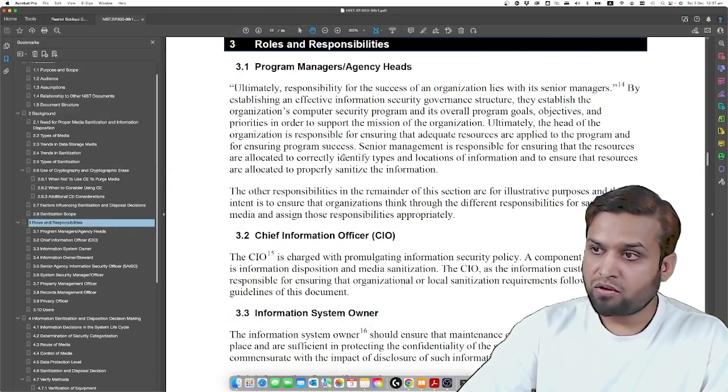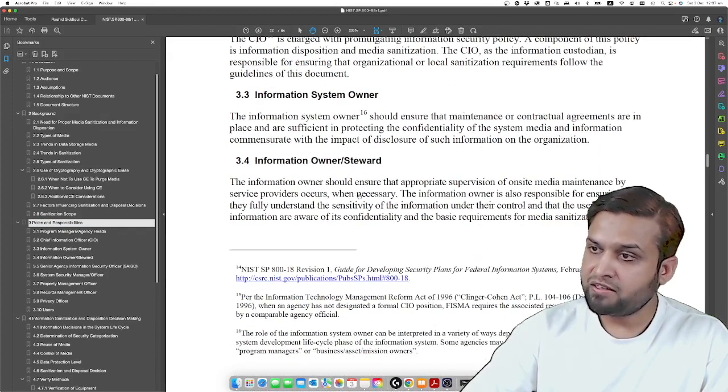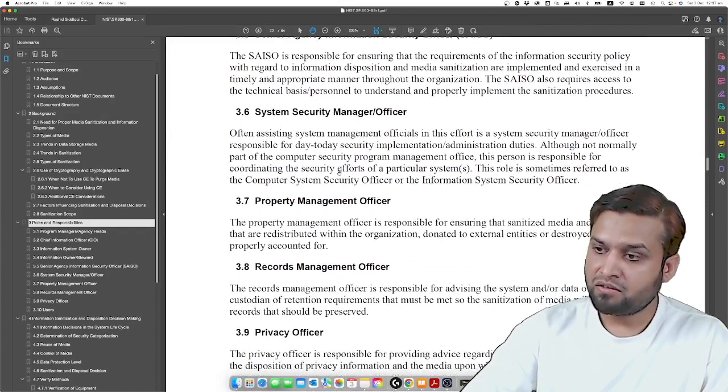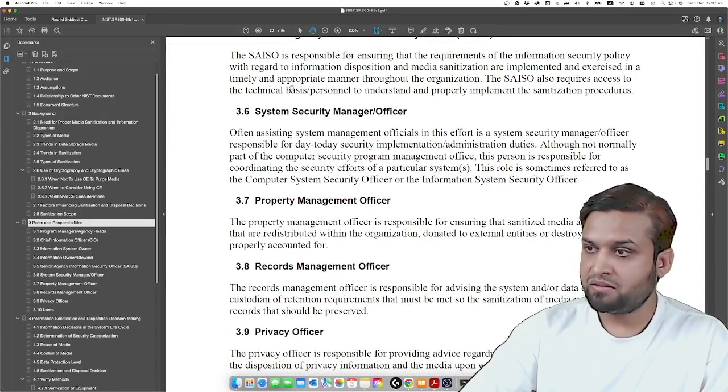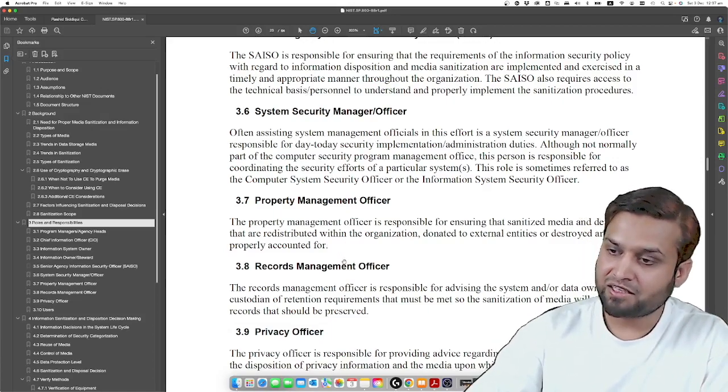Now, roles and responsibilities, this is also very self-explanatory. You don't have to go into much detail, and to my experience, questions on who is doing what are not going to be asked in CISSP exams.